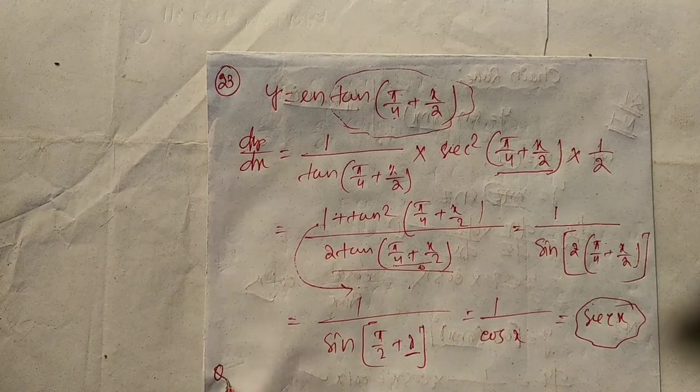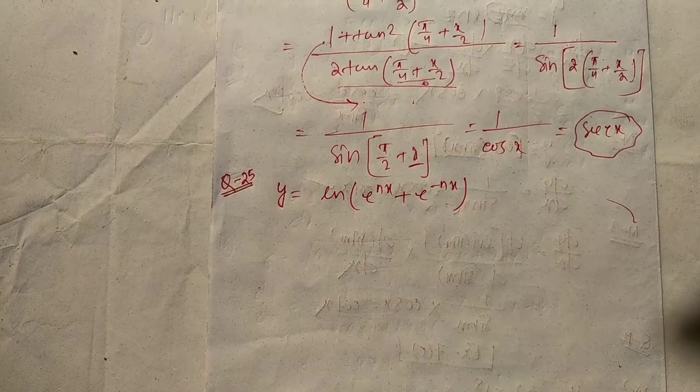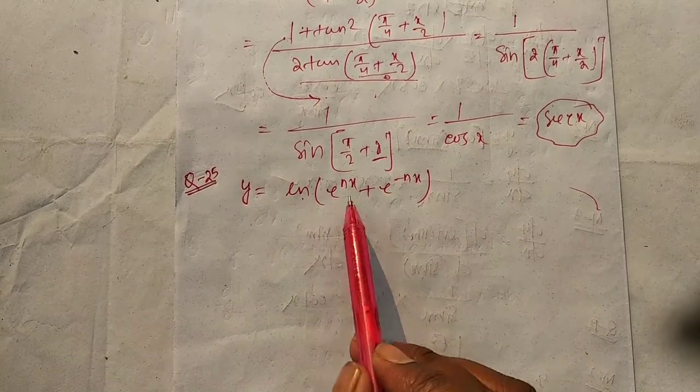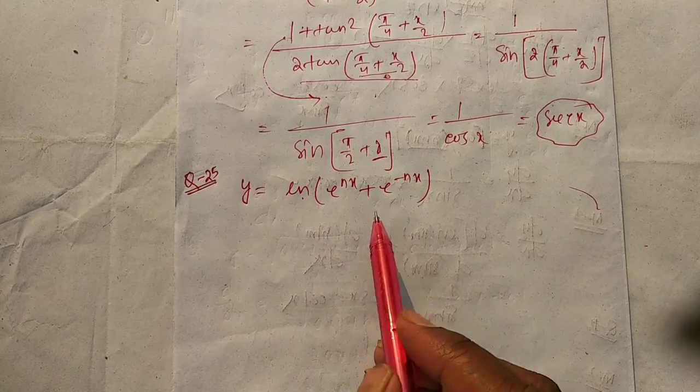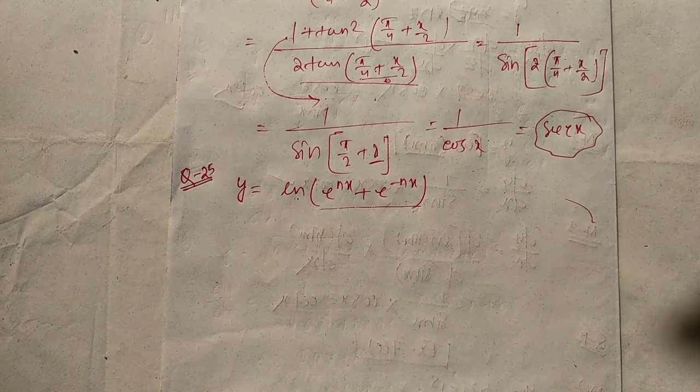Then solve one more problem. Let's solve question number 25. Everyone observe. Here this is ln of e to the power nx plus e to the power minus nx. That means this is a function of e to the power nx plus e to the power minus nx. Again e to the power nx plus e to the power minus nx is a function of x.